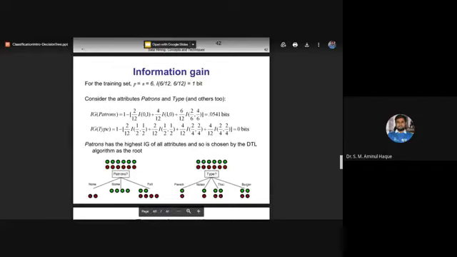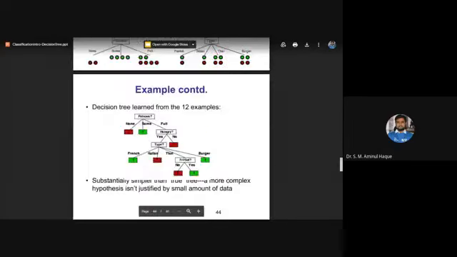Very good. So among these two, patrons and type, which one has the highest value? Patrons. So if we compare these two, patrons got the highest value, so it becomes the root. But we cannot decide until I calculate the information gain for the other attributes.